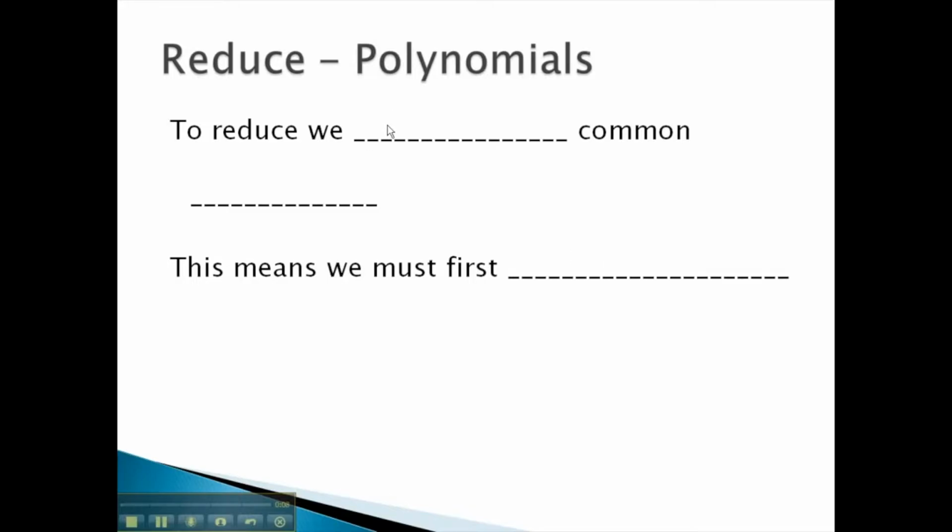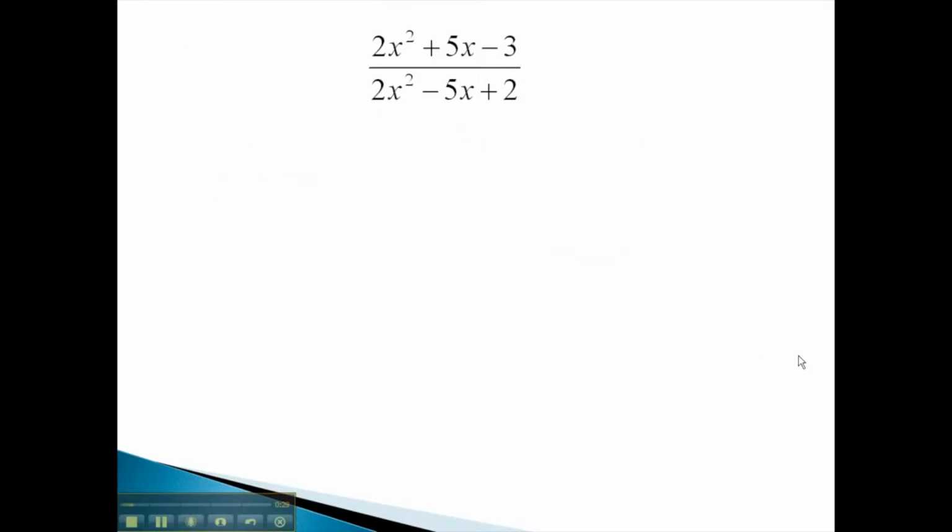Remember that to reduce, we divide out common factors. What this means to us is we must first factor the polynomial before we are allowed to do any reducing, just as with factoring fractions. In this problem, we cannot simply jump to reducing the terms. We never will reduce terms. Instead, we must first factor the numerator and denominator.